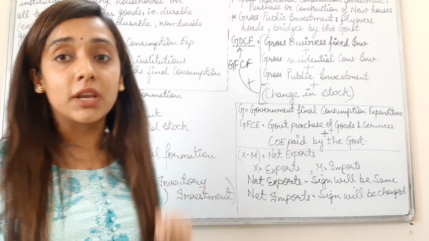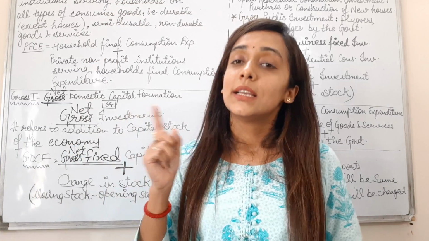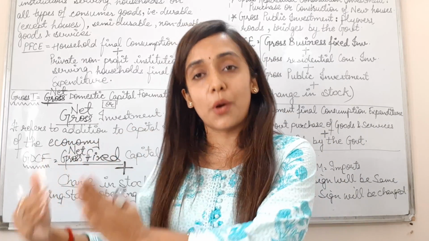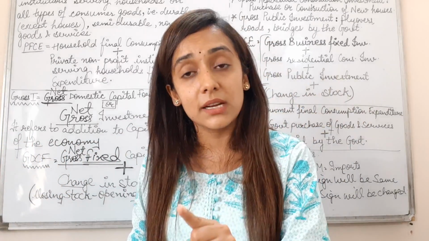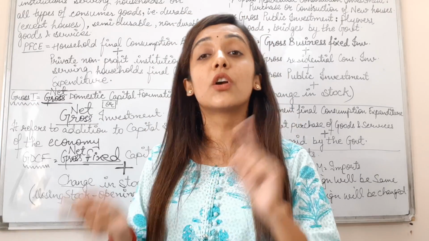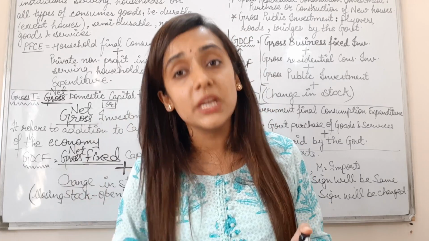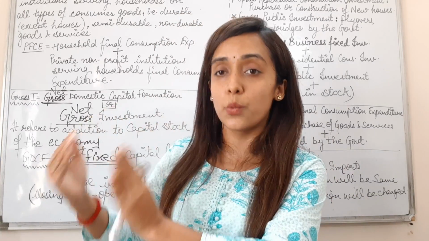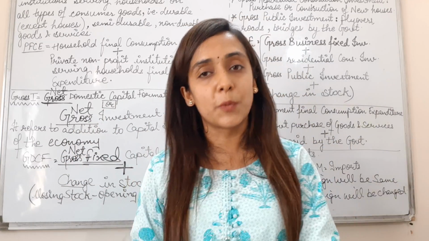And one recall, that is in expenditure method, what we calculate? GDP at MP. What is GDP at MP? C plus gross I plus G plus X minus M. C is private final consumption expenditure. G is government final consumption expenditure. Gross I is gross investment. And X minus M is net export.